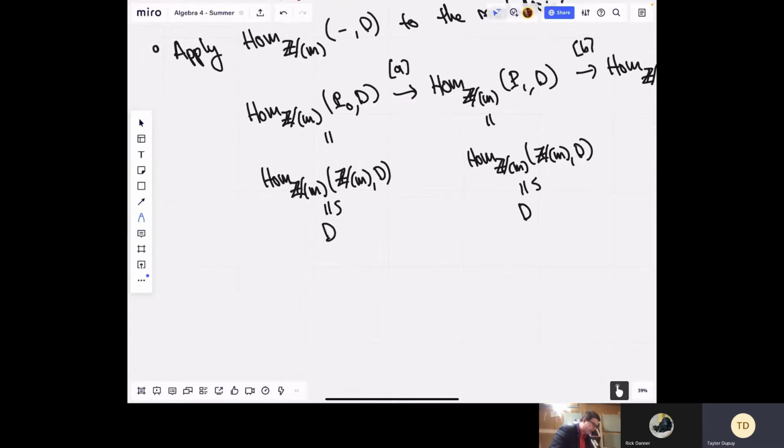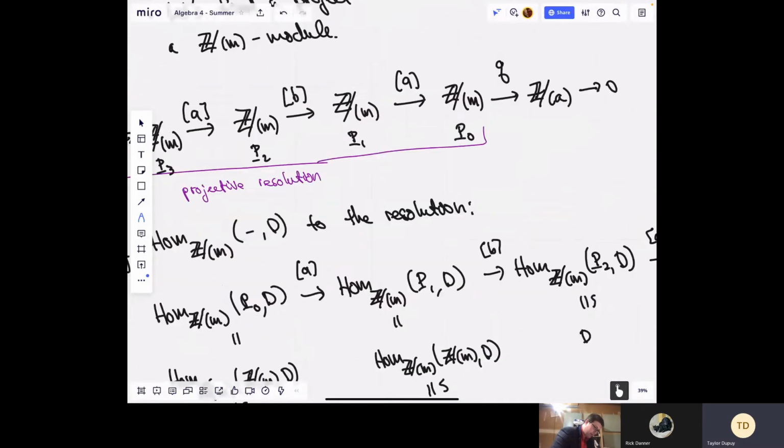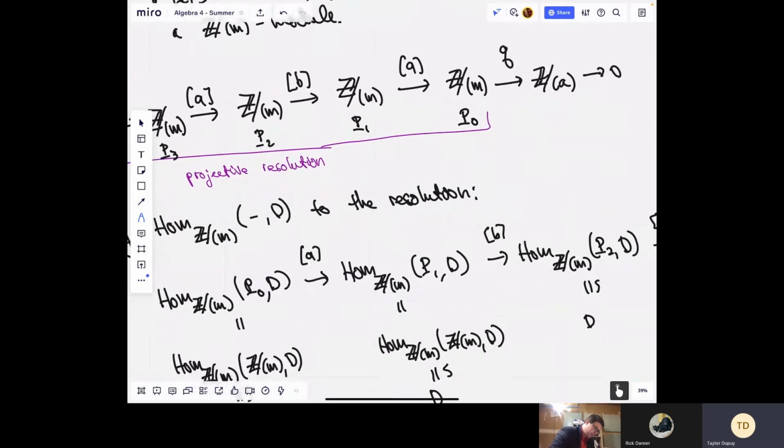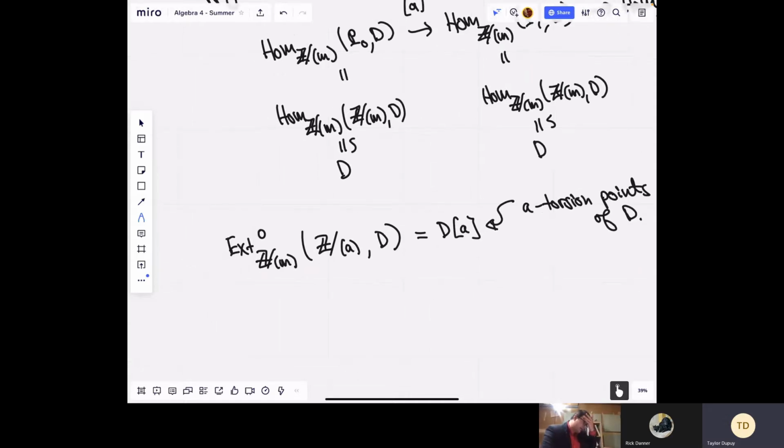Okay, so Ext^0 over Z/m of Z/A, since we took a resolution of Z/A. So the first one was A. Okay, so this thing here into D. So this is D[A], the A torsion points of D. And that's the same thing, so it also agrees if we did Hom. From our theorem, this is Hom of Z/A into D, and so this is the A torsion.